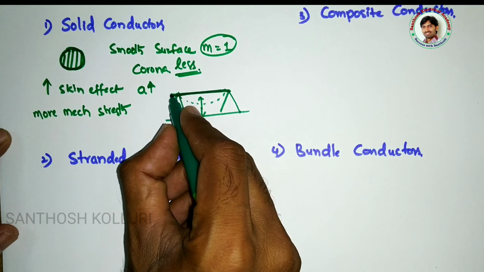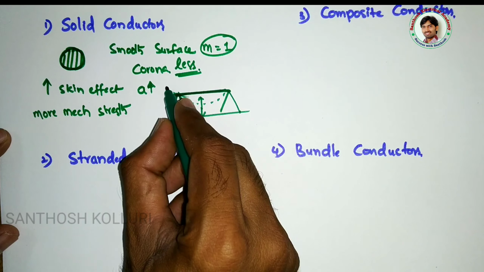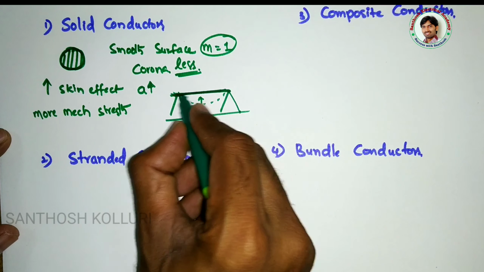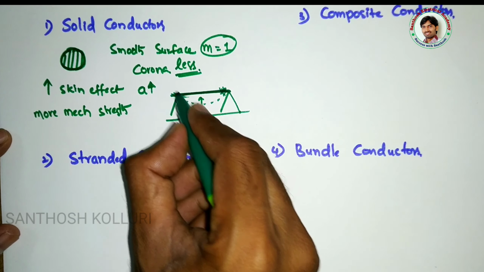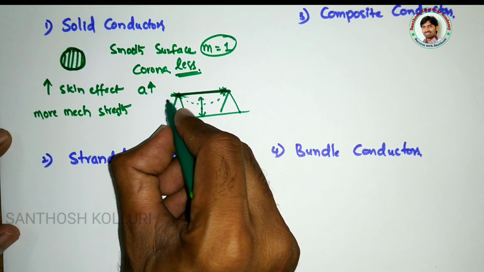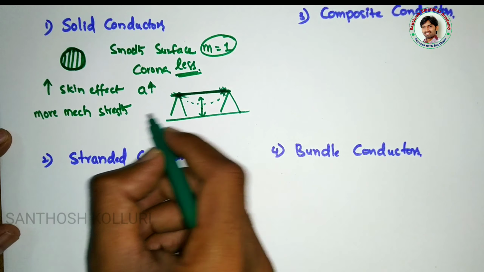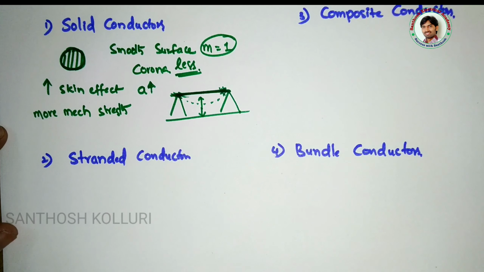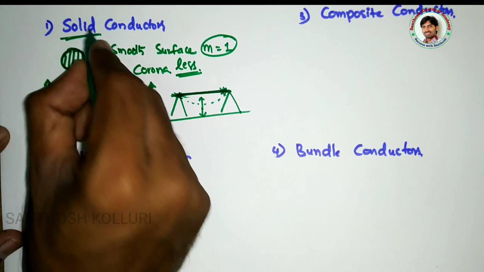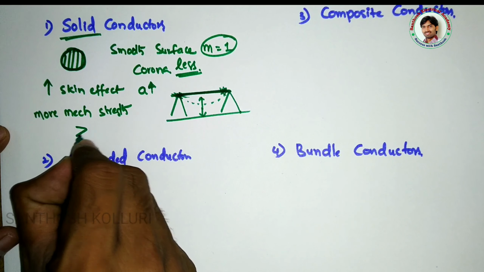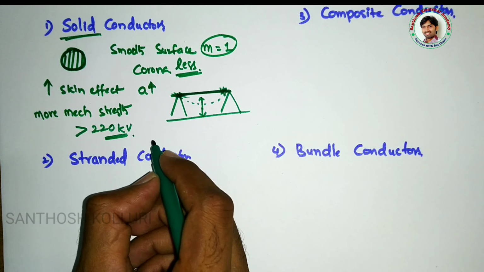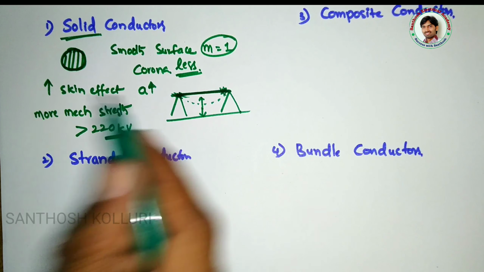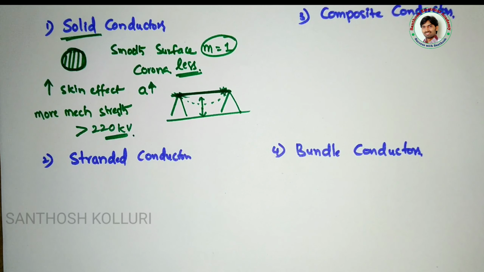And whenever the conductors are experiencing galloping, there is a chance of breaking the conductor at the edges. That is a drawback. Okay, and this type of solid conductors is used for voltage ratings of about 220 kV only. And next one is stranded conductors.